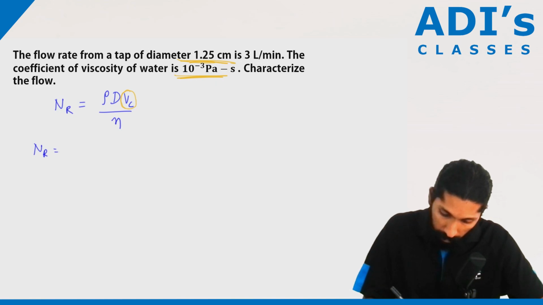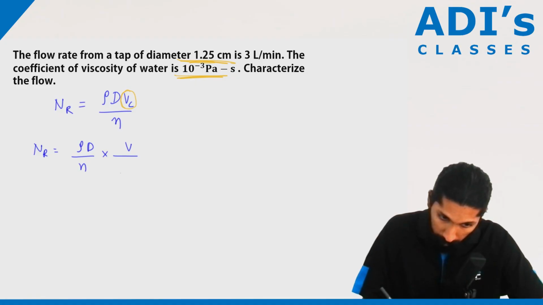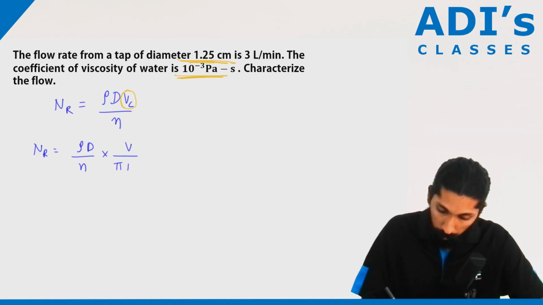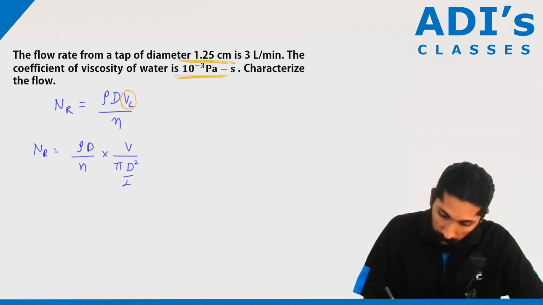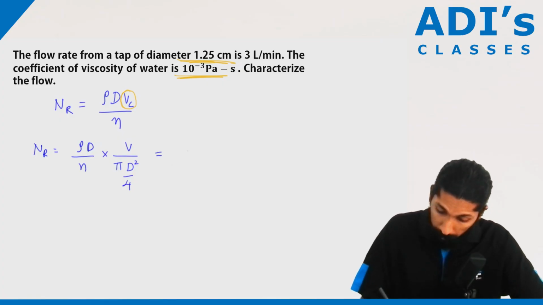Now what you have, NR is equal to rho d divided by eta into, see critical velocity, we have volume V divided by area, pi r square or pi d square by 4. Pi into d square divided by 4. See, now what you have, the 4 and d gets cancelled, correct? Simplify this, you will get 4 rho into V divided by eta into pi into d.